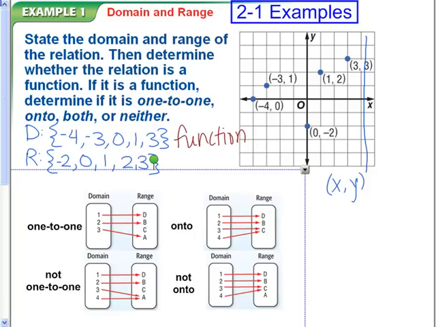Then we need to look at the one-to-one and onto. So we start matching up our domains and ranges. -4 was matched up with 0, -3 with 1, 0 to -2, 1 to 2, and 3 to 3. So if we look back at our notes, every range has a value, so therefore it is onto. And there are no 2 domains that go to a common range. So this one is both one-to-one and onto.